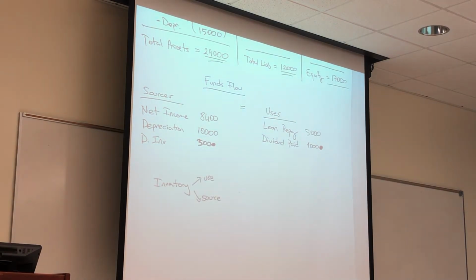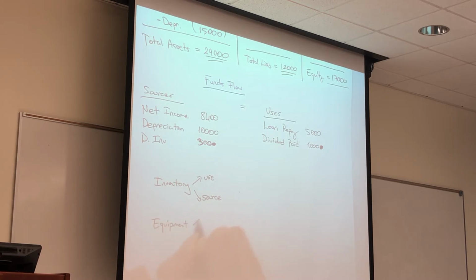Now, the next one. Equipment. If it's an increase in equipment, do we use money or do we source? Do we get money when we increase the equipment? Yes, we use the money because we got this, we got this, we got this. So we use the money. So equipment increases use, and equipment decreases source.